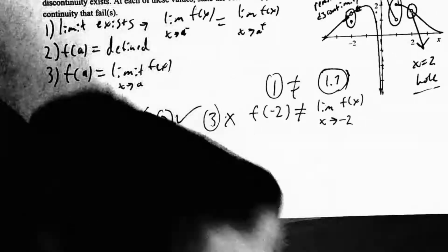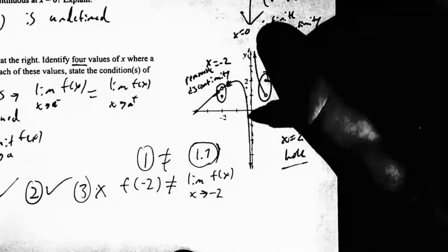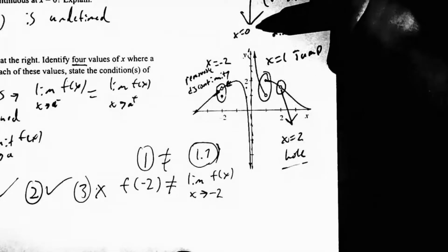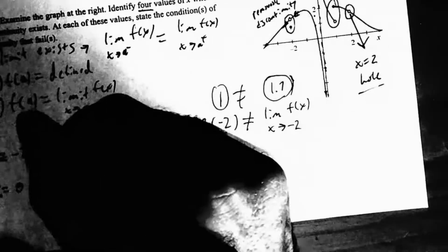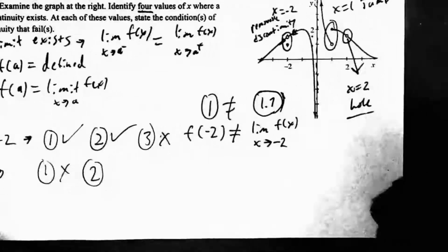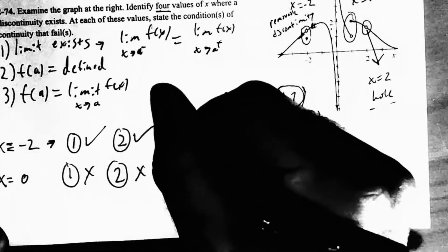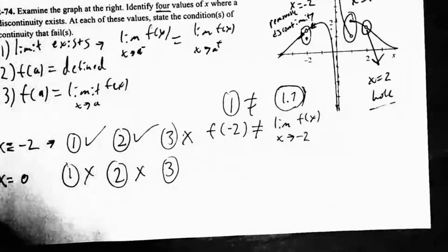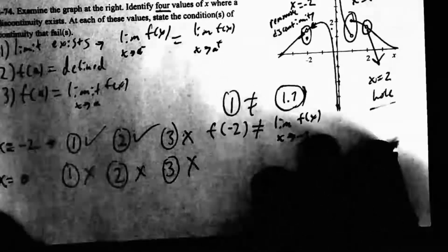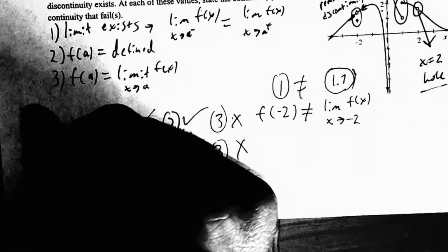So next, x equals 0. Does the limit from the left equal the limit from the right? Well, at 0, the limit from the left is -infinity. The limit from the right is +infinity. So it fails number 1. They don't equal. Number 2, is it defined? No, it's not defined. There's no value at 0. And then 3, since there's no defined value and no limit, it fails 3 as well. It fails all 3. Okay, so again, check mark is pass, x is fail. Next one, x equals 1.